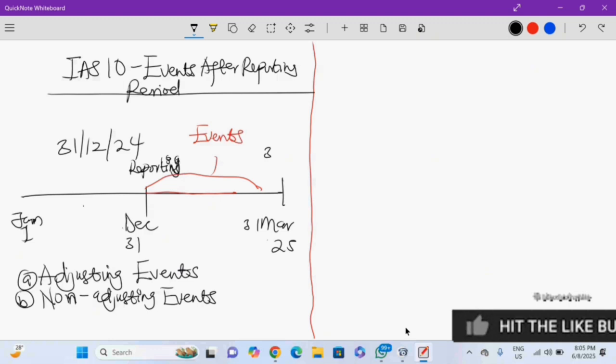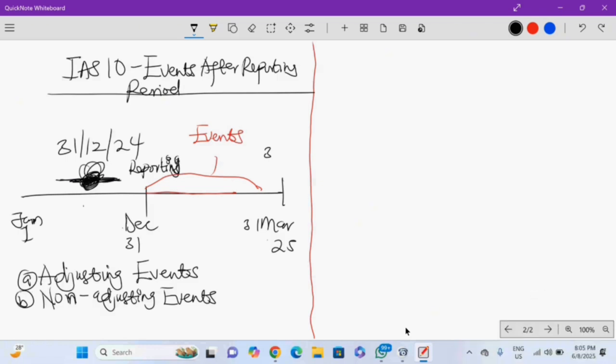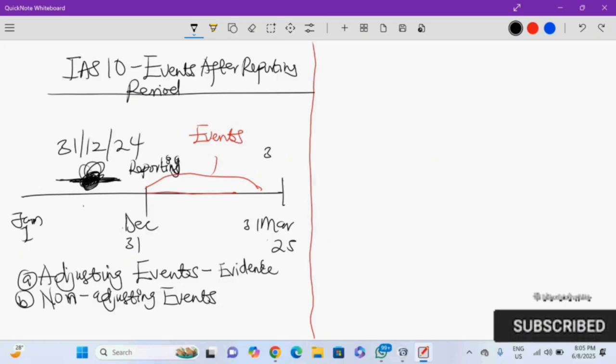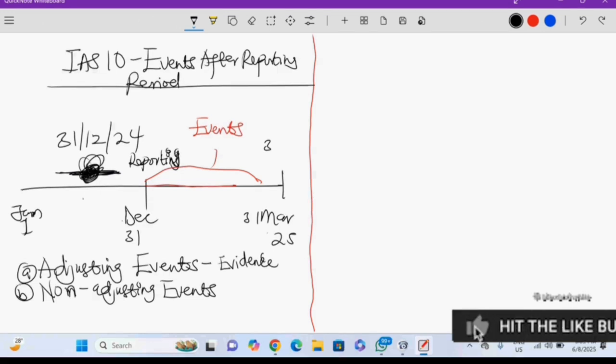The key word for adjusting events is that they have some existence. There is evidence of their existence during the financial period. So this event shows some conditions, and this evidence is material. So that is the adjusting event.